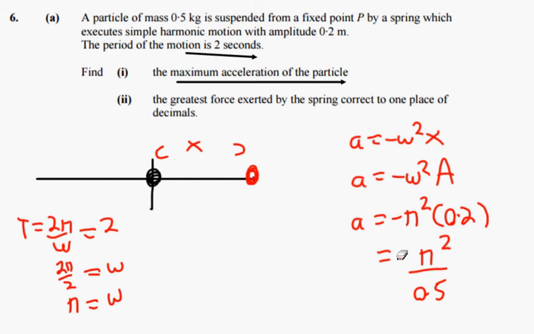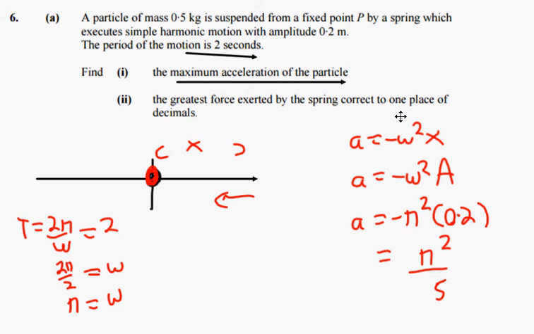Pi squared over 0.5. So when you get to this amplitude, you're going to be going back in with an acceleration of pi squared over... oh, sorry, over 5, not 0.5, over 5. Pi squared over 5. That right? When you get to the other side, you're going to be going with an acceleration pi squared over 5 in the opposite direction, because you're coming back inside. Make sense? Okay, good. 10 marks for that. 10 out of 25. Moving on.